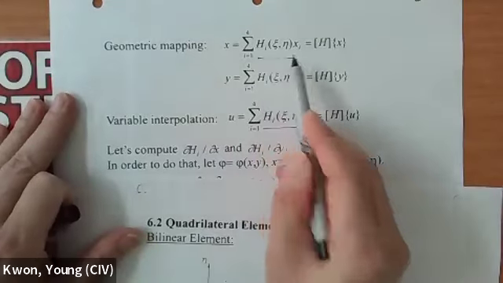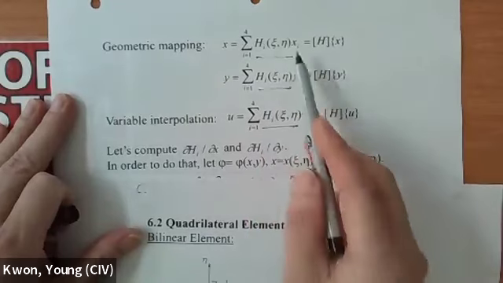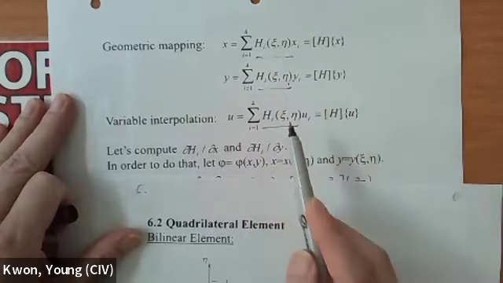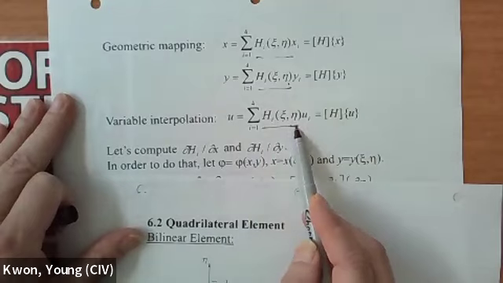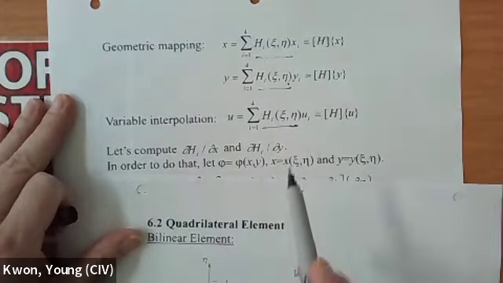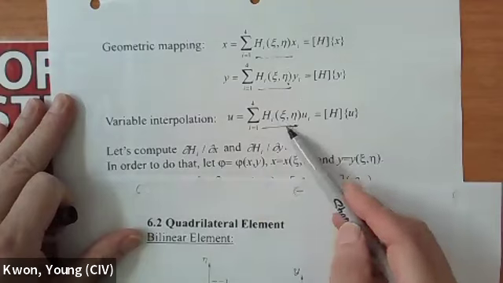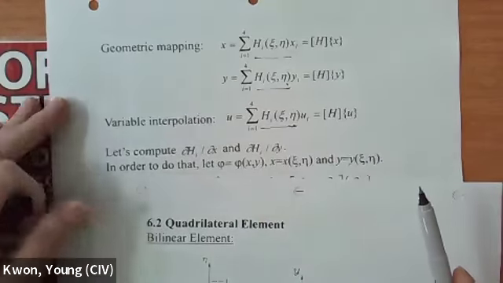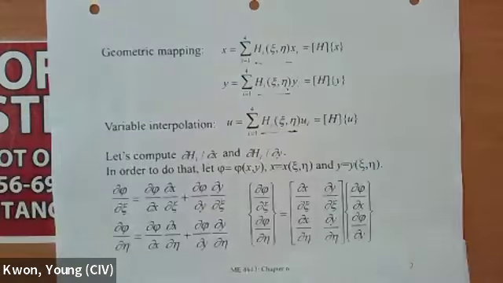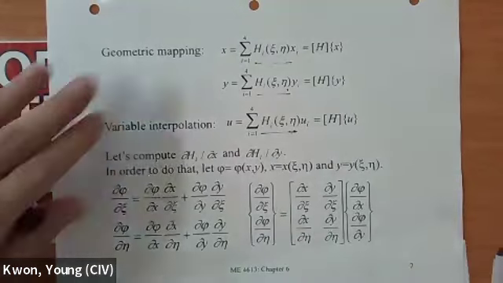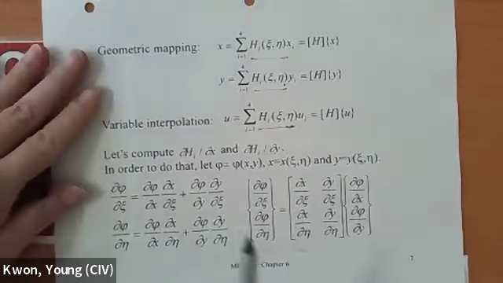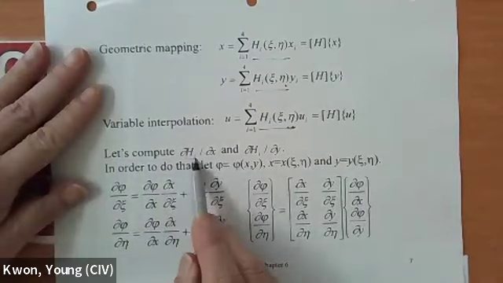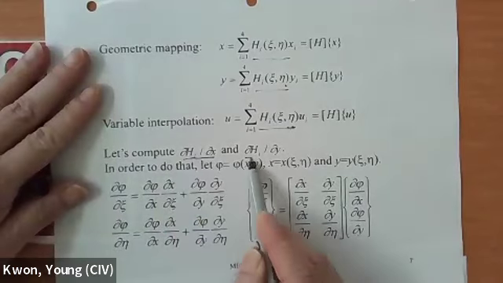So the same shape function is used for both geometric mapping and variable solution interpolation. That's why we call it isoparametric. Same shape function, isoparametric. Then, like we talked about in the previous part of this chapter, we have to calculate the derivative with respect to x and y.